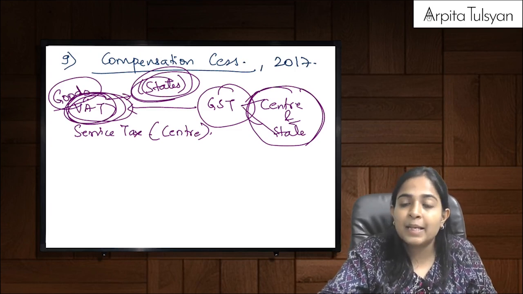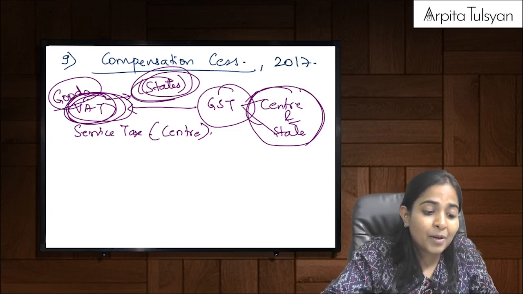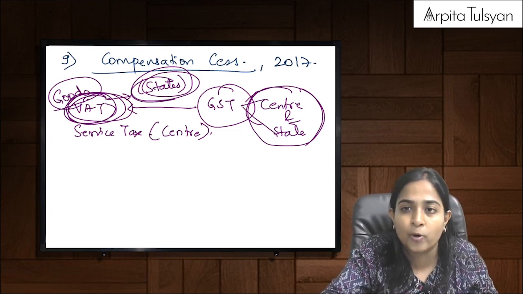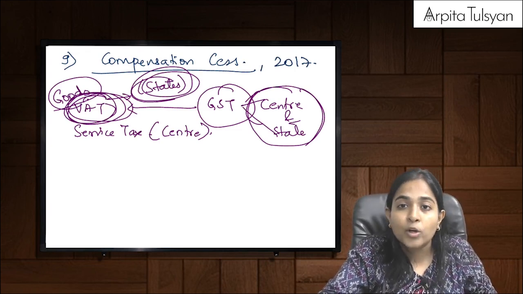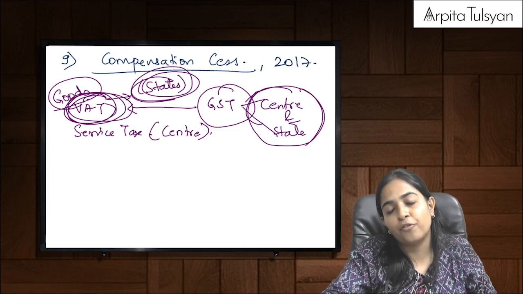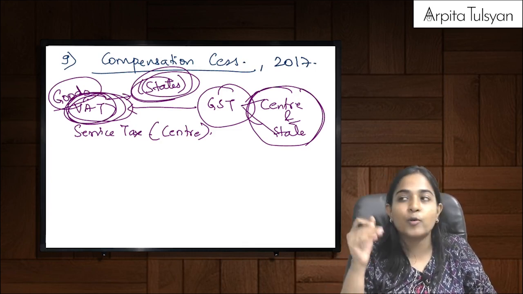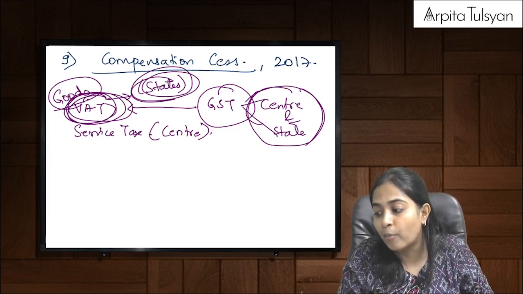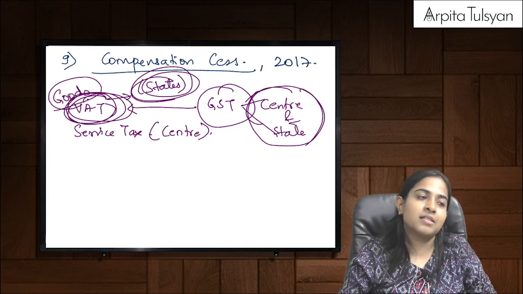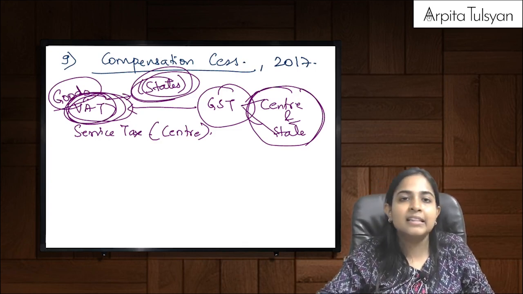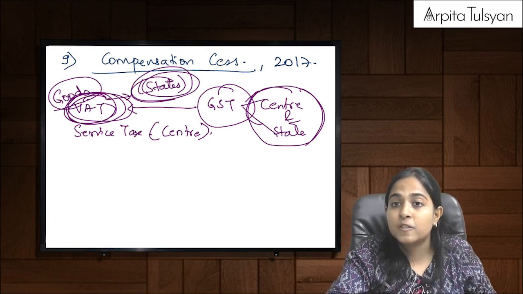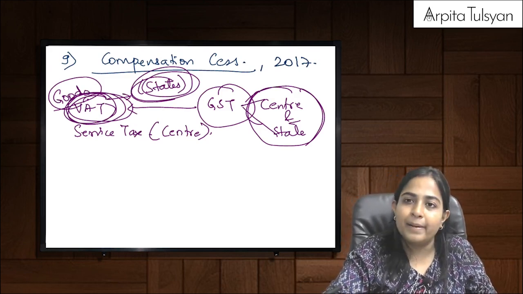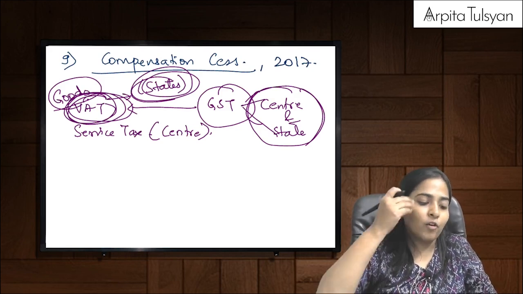So, ma'am, this is applicable on which products? This is applicable on luxury or demerit products like tobacco, pan masala, motor cars, etc. On high value goods, or goods which we don't want to promote, this tax is levied and this share is given to the states because they have suffered some losses because of GST implementation. Okay. What is this tax called?